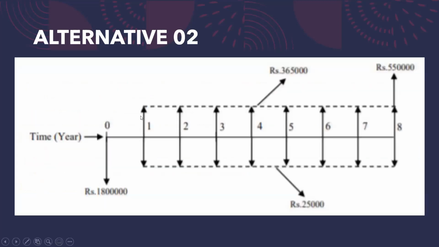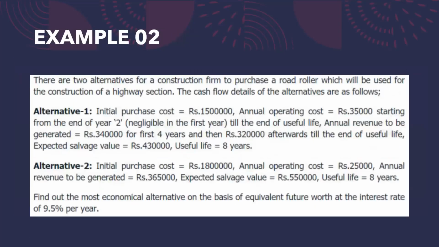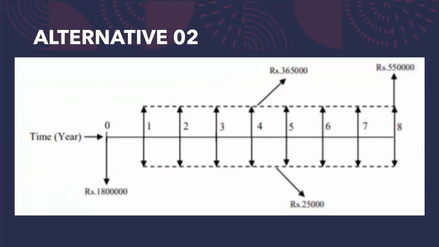Similarly, for alternative number two, if you draw the cash flow diagram, the initial purchase cost is 1.8 million, which is a cash outflow. Then the annual operating cost of 25,000 is again a cash outflow. The annual revenue to be generated is 365,000, which is the cash inflow. The salvage value is given as 550,000, which is again a cash inflow at the end of the period.